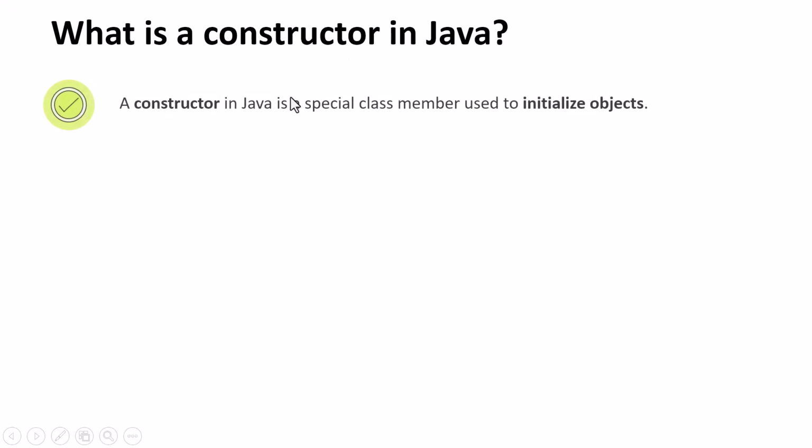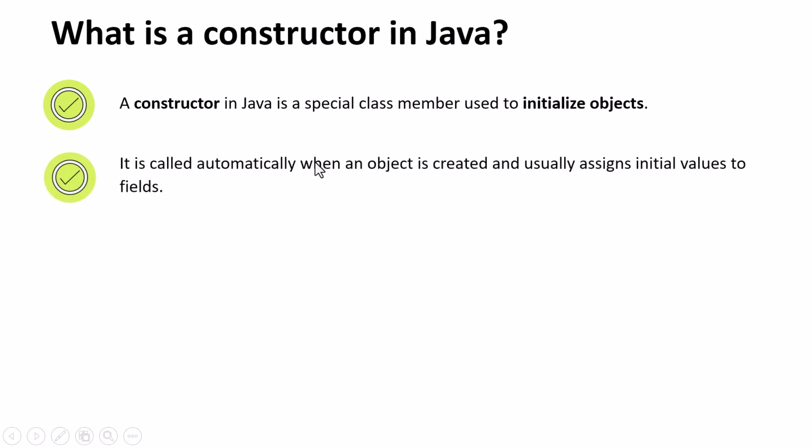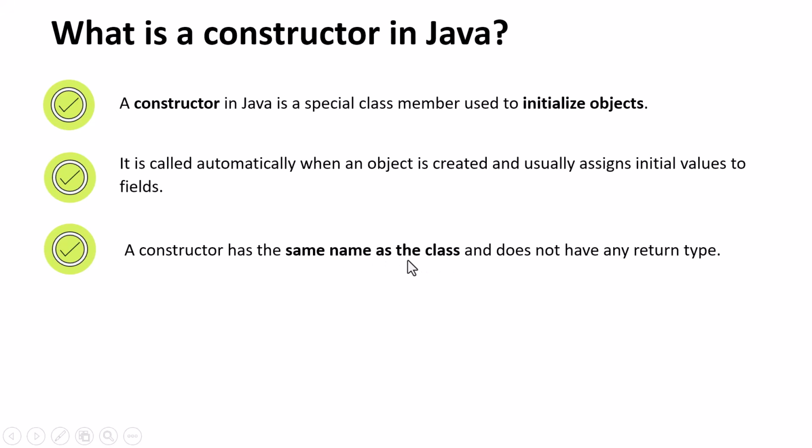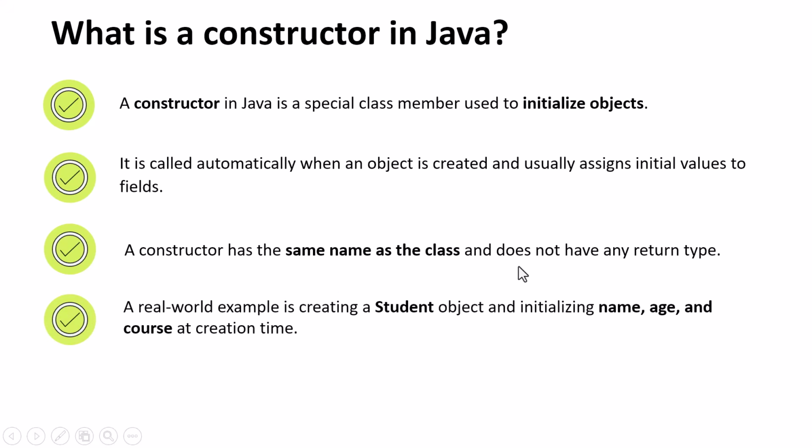A constructor in Java is a special member of a class used to initialize objects. It is called automatically when an object is created, and its main purpose is to assign initial values to the object's fields. A constructor has the same name as the class, and it does not have a return type, not even void. This is one of the easiest ways to identify a constructor in Java interviews.